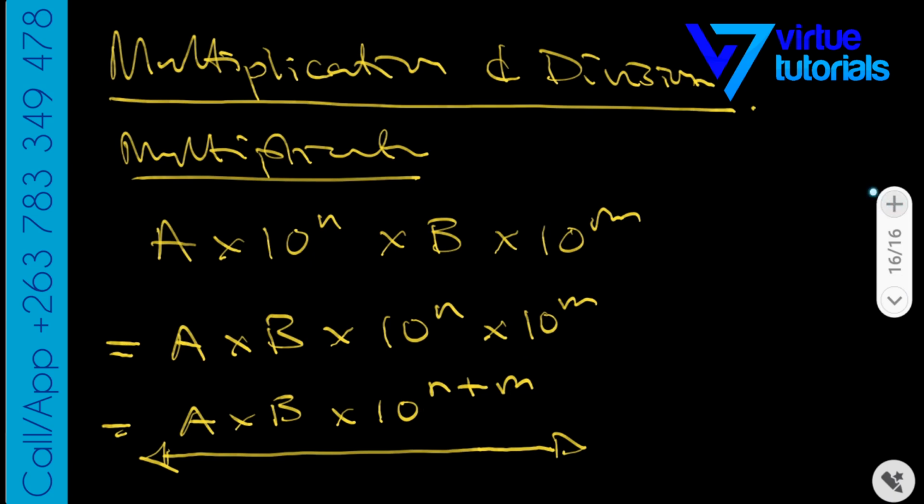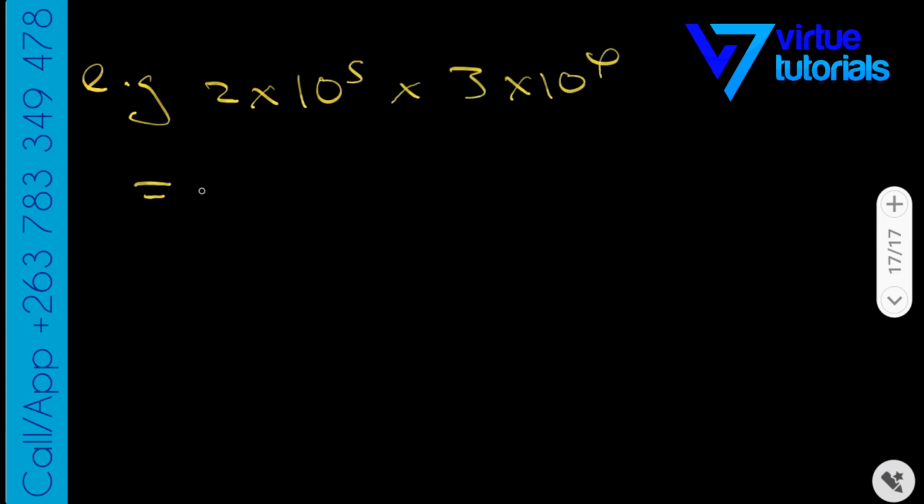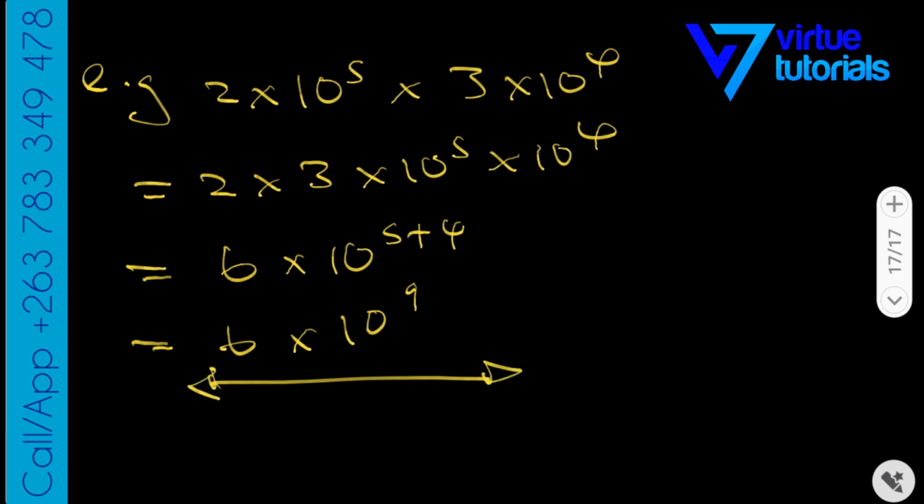Now let's demonstrate what that would look like in an example. If I have 2 times 10 to the power 5 times 3 times 10 to the power 4, this gives me 2 times 3 times 10 to the power 5 times 10 to the power 4. 2 and 3 multiply each other to give you a 6, then times 10 to the power 5 plus 4, which gives you 6 times 10 to the power 9. So that's done. As easy as that. Just add the powers of the 10s. Don't ever multiply 6 and 10 to get a 60.